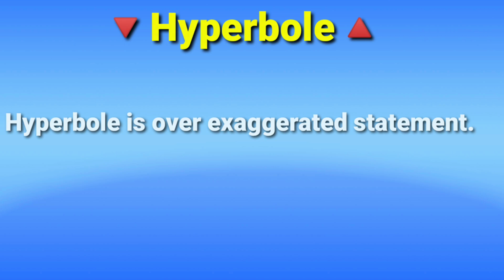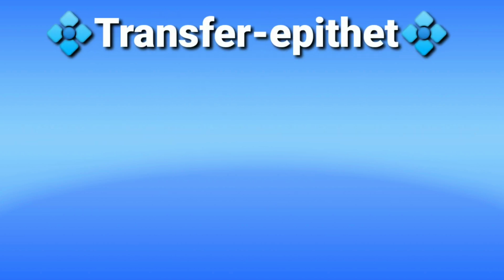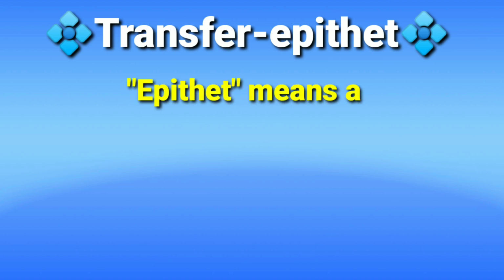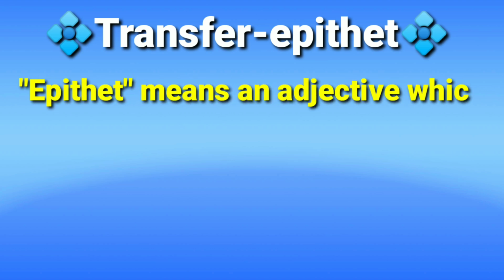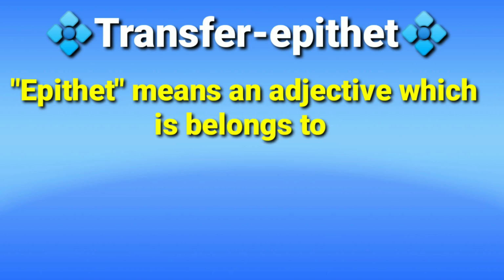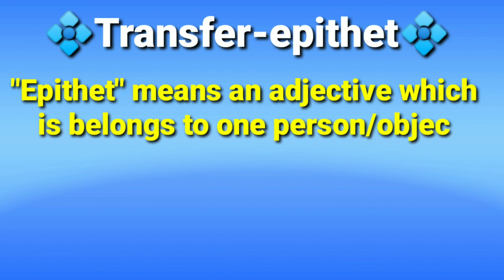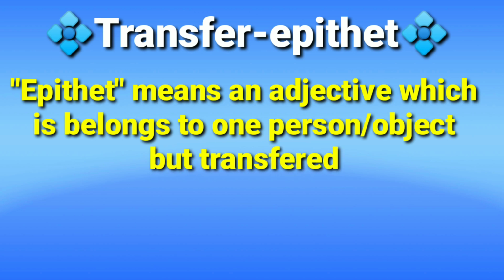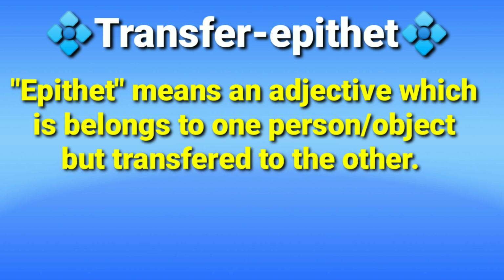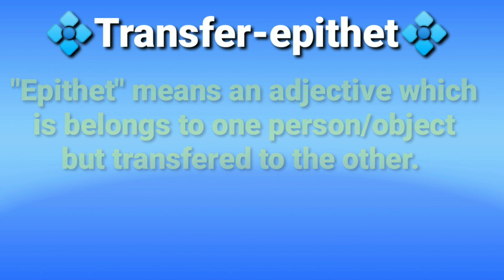Let's see the next figure of speech, transfer-epithet. Epithet means an adjective which belongs to one person or object, and it is transferred to the other. It changes the structure of the sentence to achieve the poetic effect. Now let's understand it through the example.